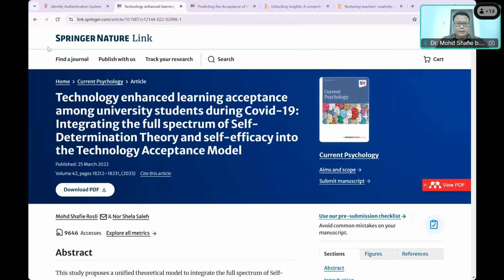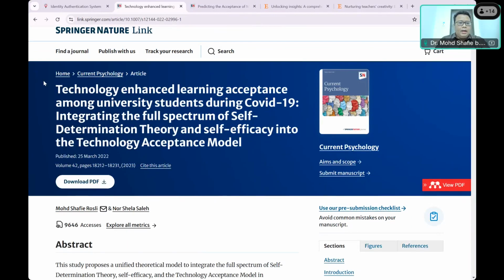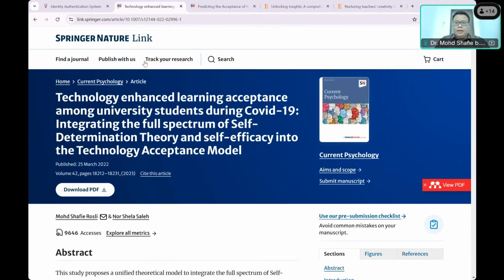Okay, so this is the first article. All of these articles are published in high impact journals. This is my article. I don't really prefer for my students to publish papers for me. I prefer to publish my own paper. What my students have to do is just publish for the purpose of their graduation.